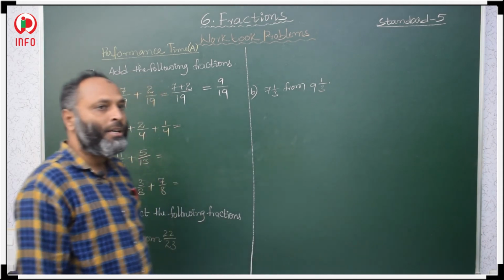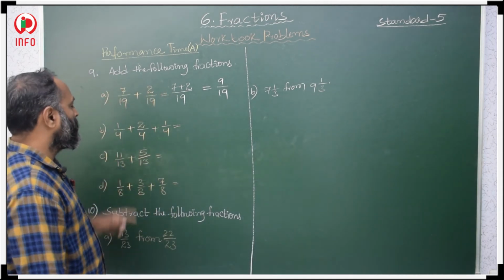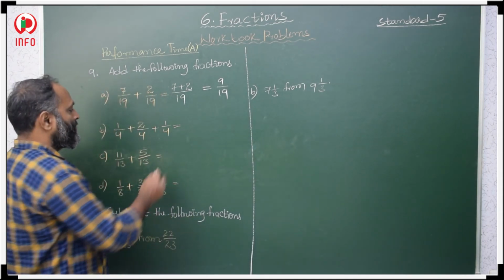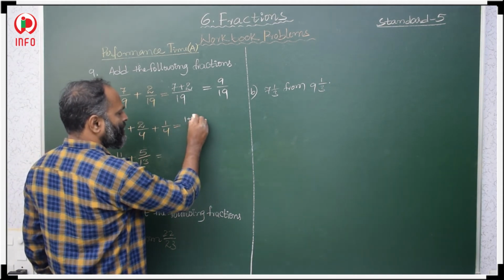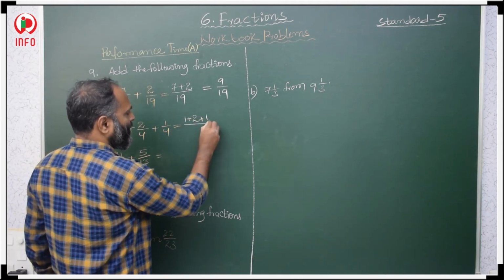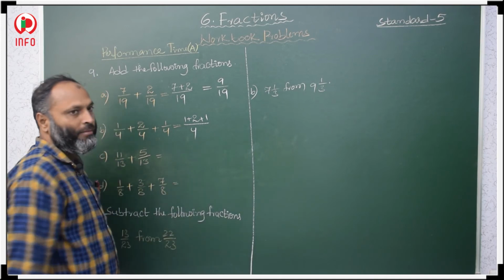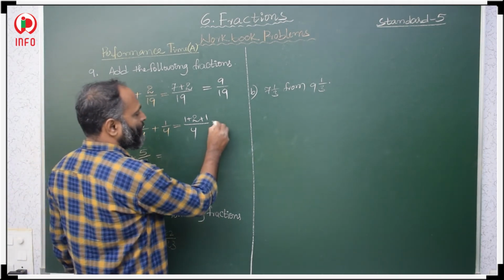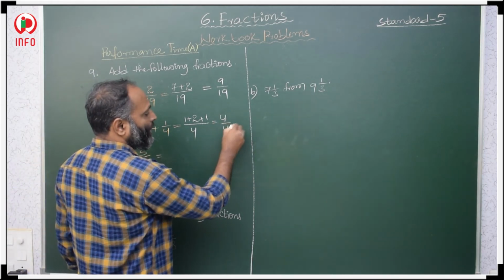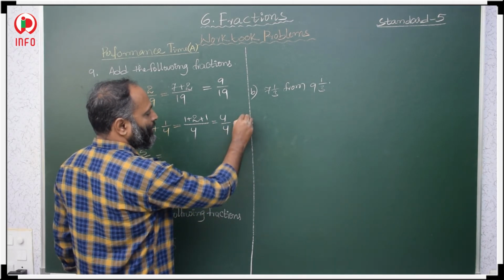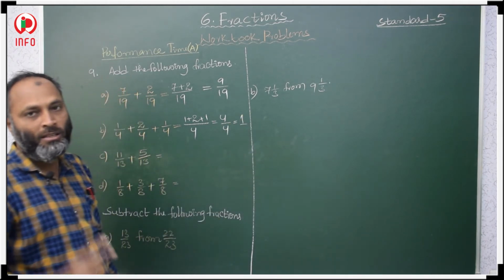So, when like fractions are given, just find the sum of numerators divided by the common denominator. In the same way, sum of numerators 1 plus 2 plus 1 by the common denominator, which we take one time. 1 plus 2 plus 1 is 4, 4 by 4. If numerator and denominator are the same, the value is 1.